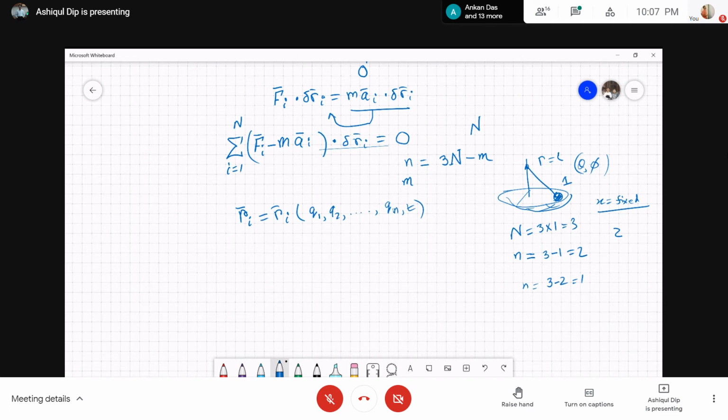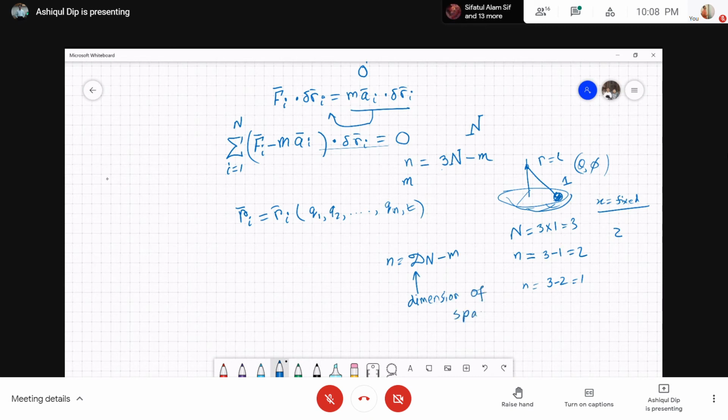I have a little confusion. I understood the little n, which indicates the number of coordinates I can use, but I am confused about the capital N. Oh, capital N is the number of particles you have. Actually, I should write n equals d multiplied by N minus m, where d is the dimension of the space.